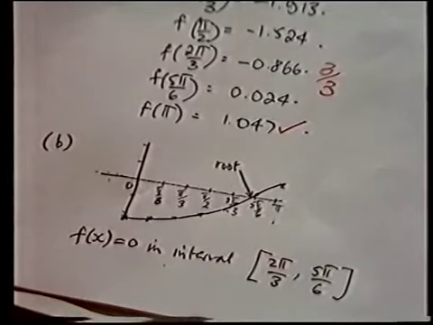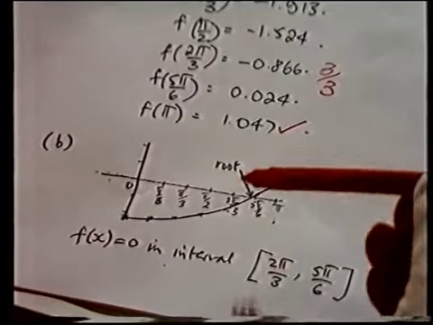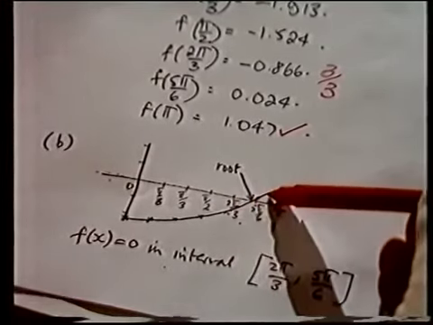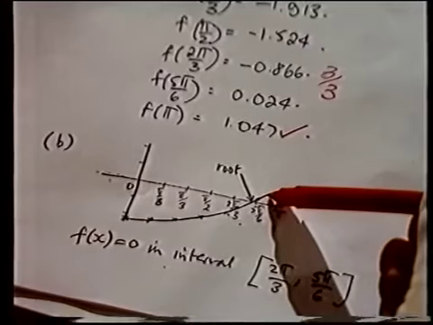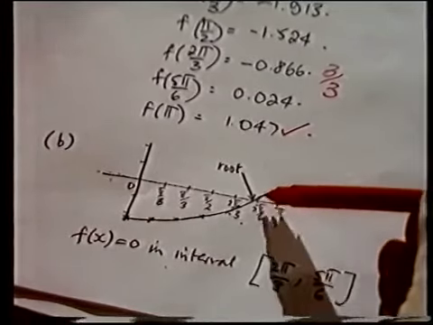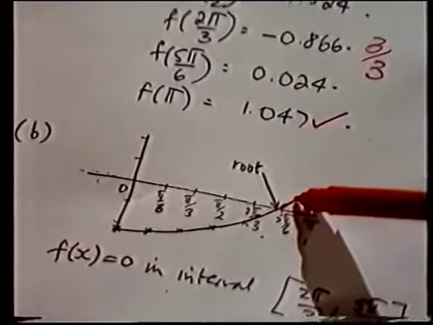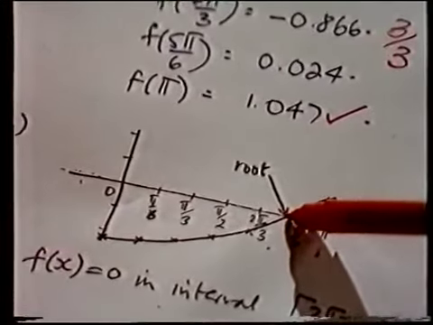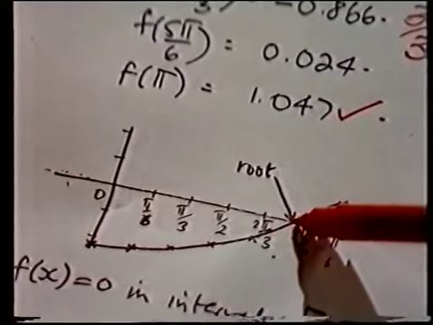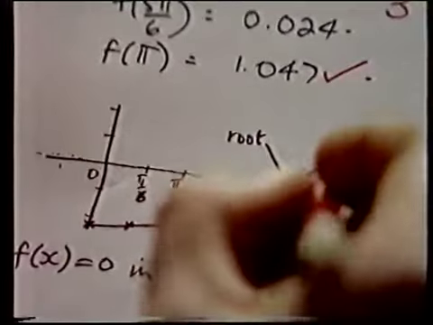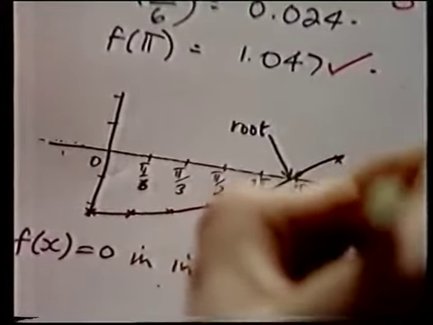And there's a very nice diagram to illustrate this, because you see the value at 2 pi over 3 is negative, whereas the value at 5 pi over 6 is positive. And if you join these up with a curve, then somewhere in between the function crosses the x-axis. In other words, the function must be 0, and that's exactly what we mean by f of x equal to 0 having a root. Well, full marks for that.